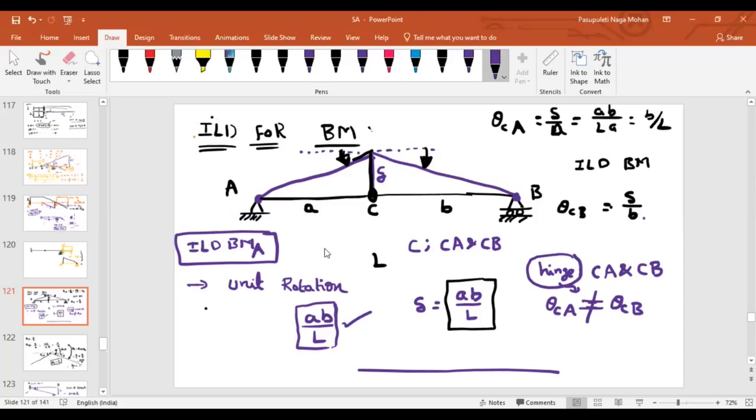Have you guys got it? Yes, sir. So where is the mistake now? Why are you not able to think that at a hinge point bending moment is 0? That's why there is no need to draw anything. Why doesn't that point strike your mind?